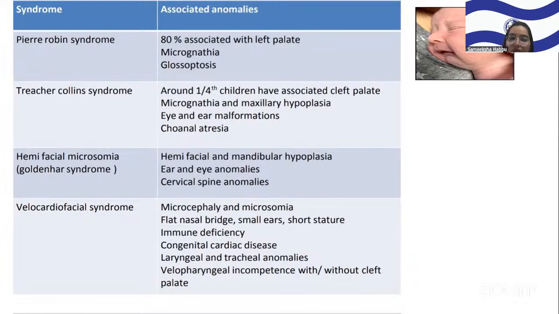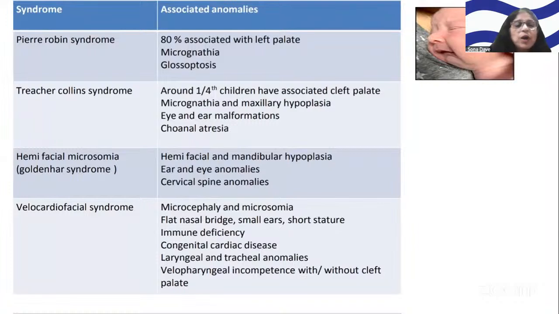So it is advisable for us to wait a few months till the mandible develops. Whereas in Treacher Collins syndrome, it is the other way around. There is micrognathia and maxillary hypoplasia. So as the age of the baby advances, intubation becomes more and more difficult. So we would like to take up the baby for the procedure at an early age.